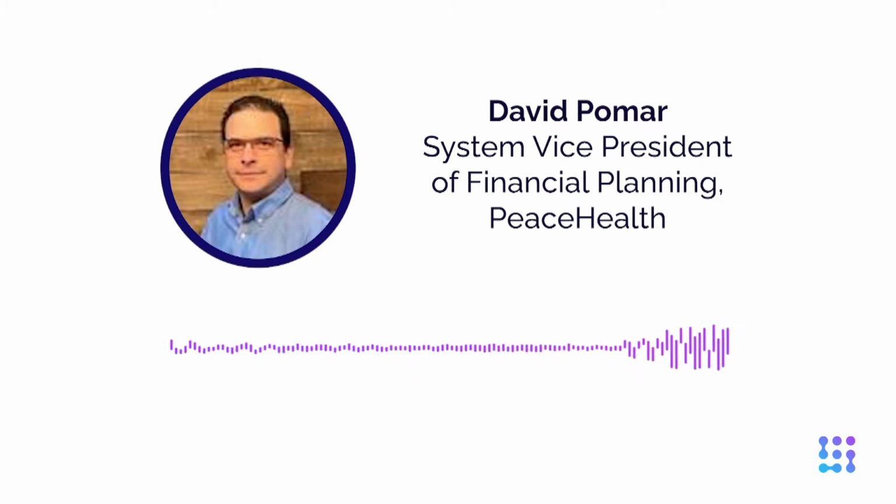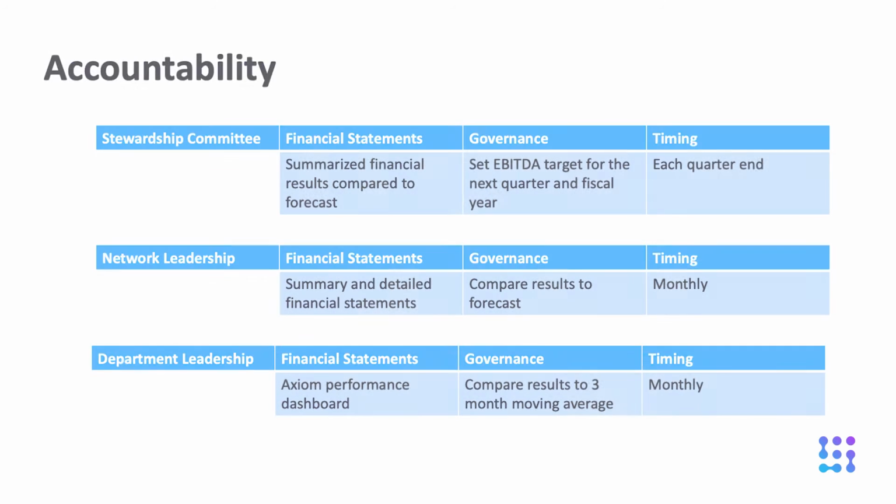Once the CFO feedback is received, we make those final adjustments, and then I share the results with our system CFO. So that's our update process. I already alluded to how the stewardship committee is managing this process now. What we provide to them are just summary financial results. Each quarter when they meet, they give us new targets for the next quarter and fiscal year remaining. And then that gets trickled down to our network leadership.